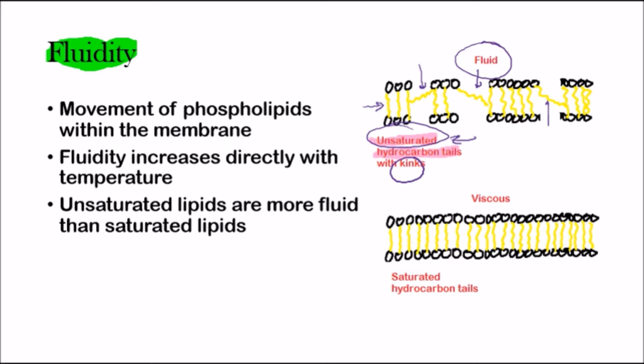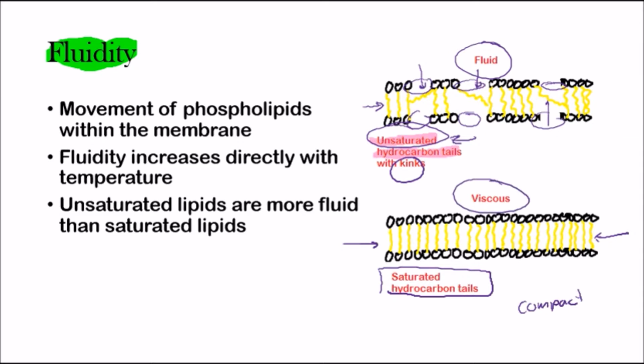In contrast to that, whenever we have saturated hydrocarbon tails, these are hydrocarbon tails which have no double bonds between their carbons, so they're just straight like this. As you can observe here, they're all just straight going up and down. That allows the phospholipids to bunch up like this. Here we have all these spaces between the phospholipids, but here there's no space. Everything's bunched up together. It's very compact. So this makes the lipid bilayer very viscous because all the molecules are pressed together. Okay, so that's one factor that affects fluidity.